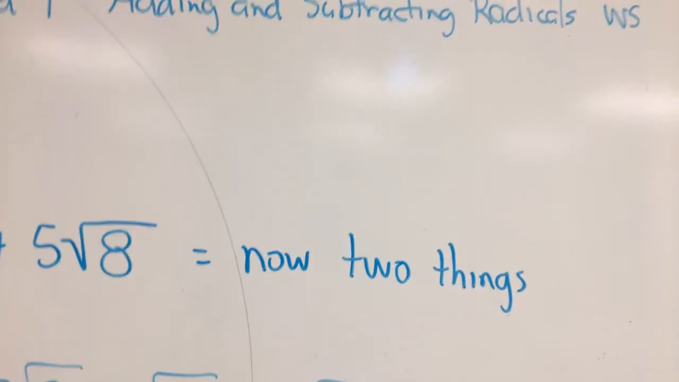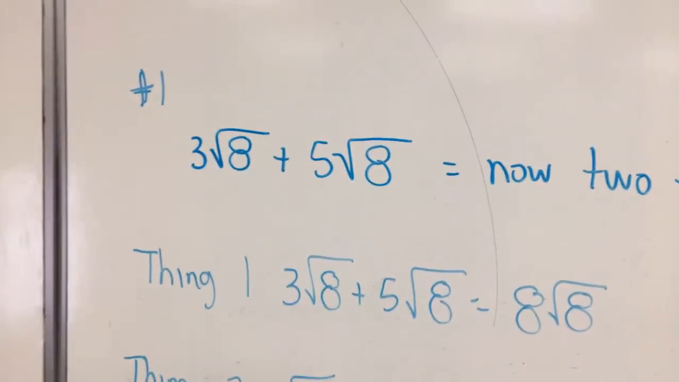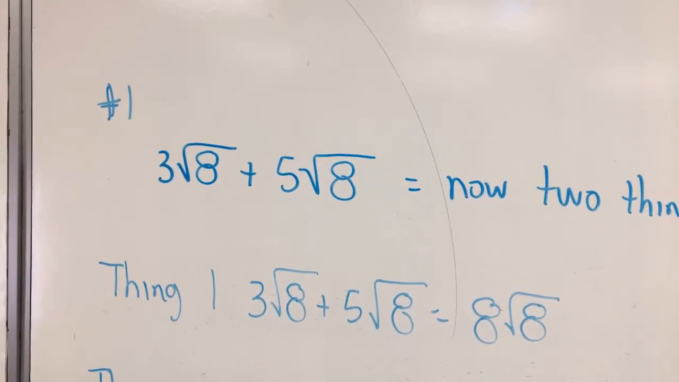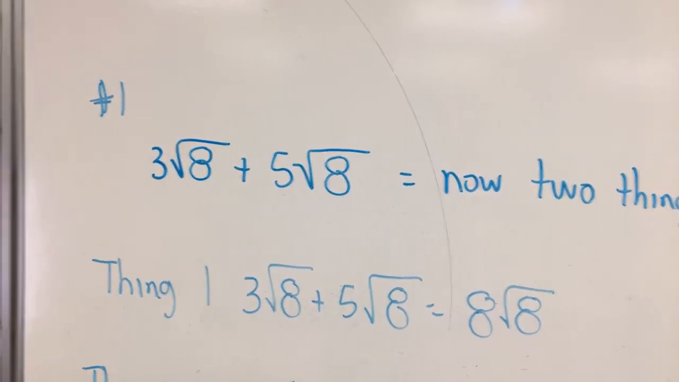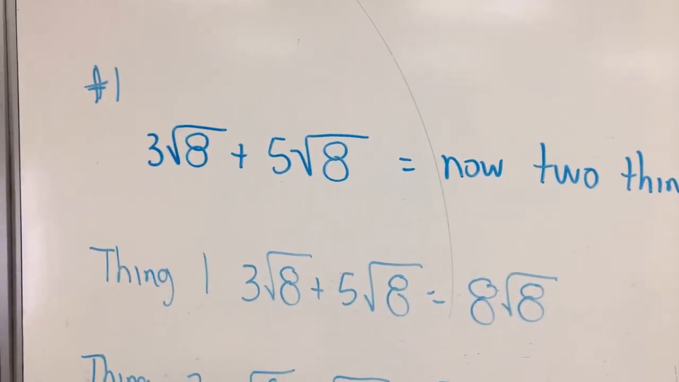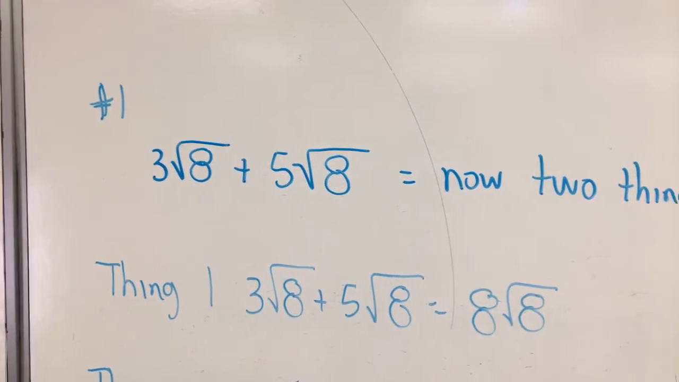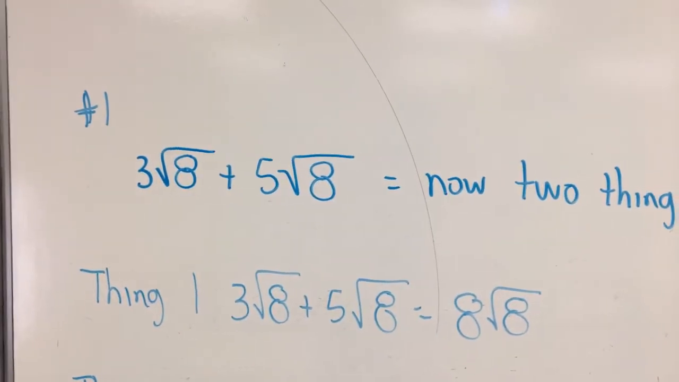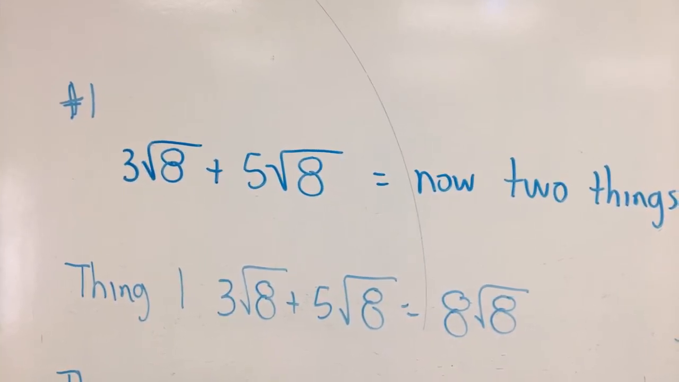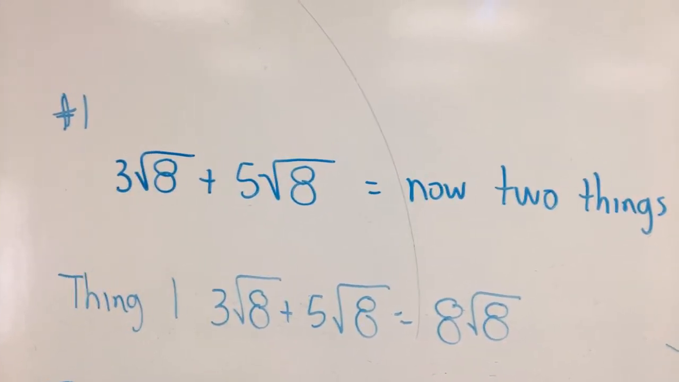Now, two things. Thing 1. Both of those have the same root, the square root of 8. I have 3 square roots of 8, and I have 5 more just like it, 5 square roots of 8. So I can add those two together and call it 8 square roots of 8, okay? Now, if the square root of 8 was not simplifiable, cool word, huh? Then we would be done.